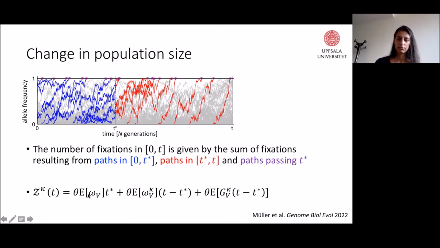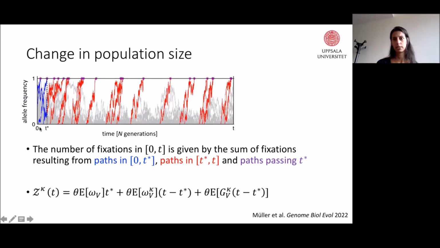Now, this relative contribution of the blue and the red will of course depend on where in the time interval we put our change. If it's in the very beginning, we will have a smaller contribution of the entirely blue paths and a larger contribution of the red paths. This also highlights that what we're considering is an accumulative measure, so everything that happens in the time interval is of relevance.